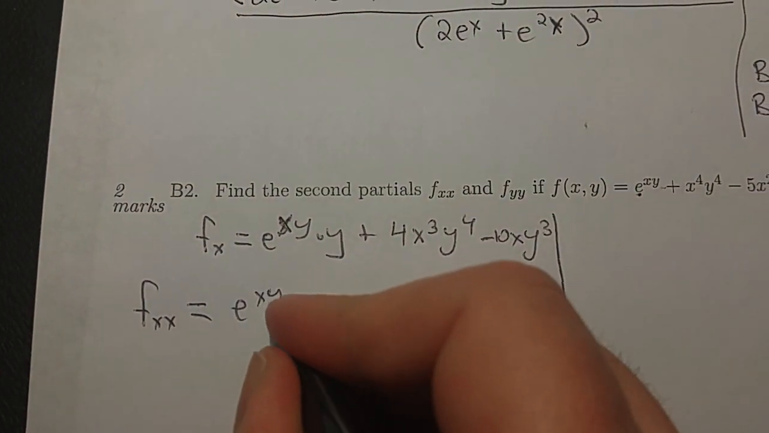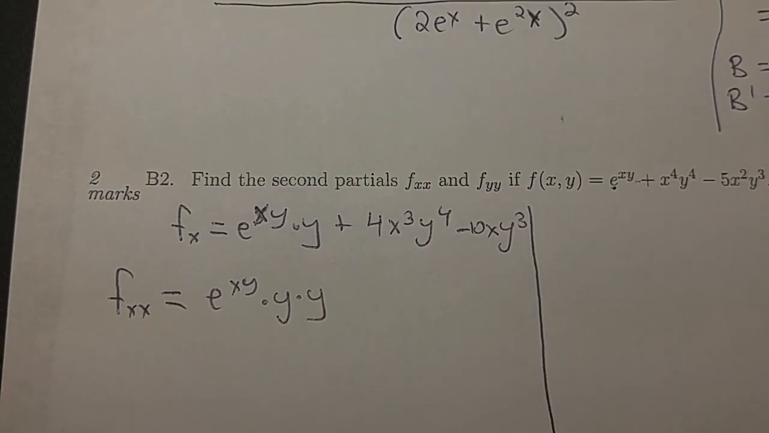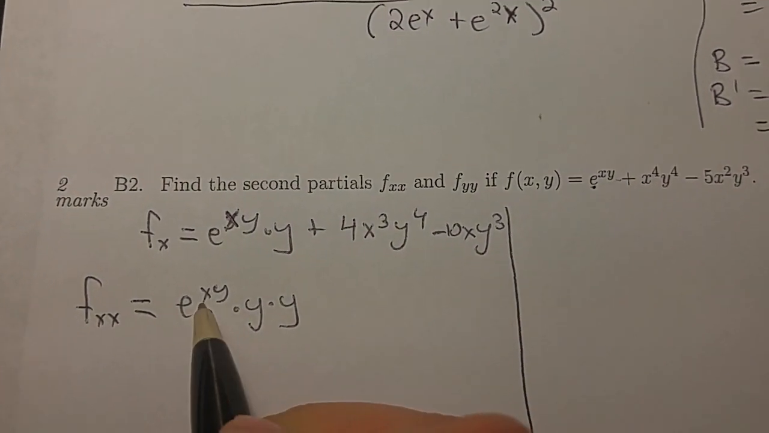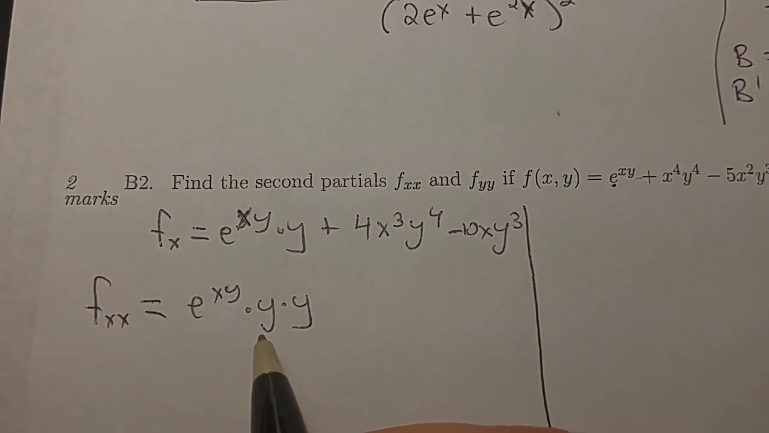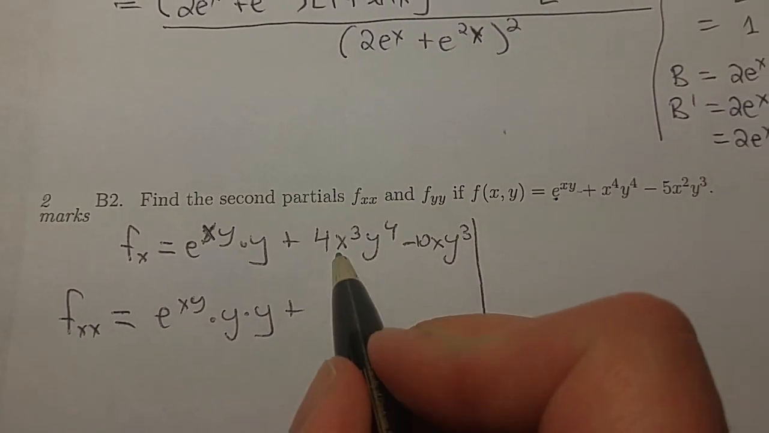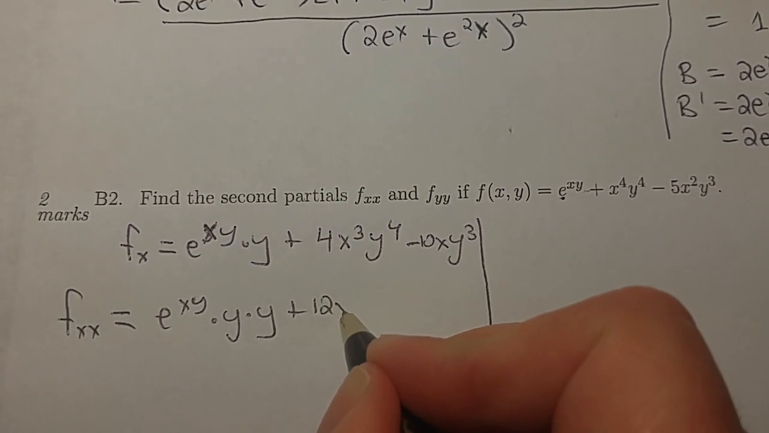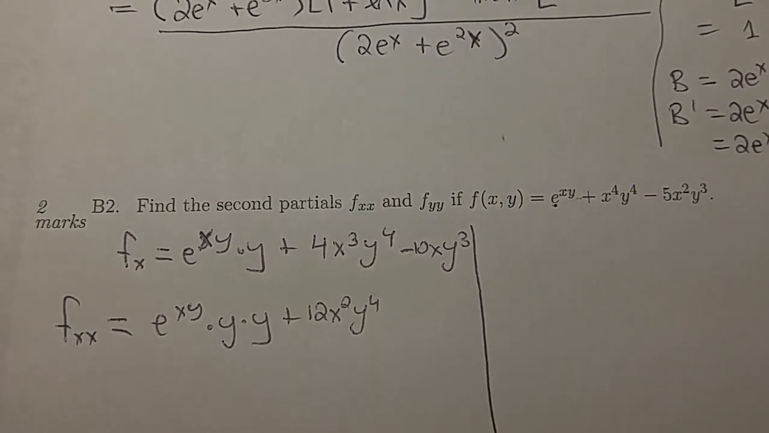e to the xy times y times another y. Took the derivative of e to the w times w prime. That's the w prime, another y. Plus, we're taking the derivative of x stuff times a constant. 3 will come down, multiplied by the 4. We'll have 12x to the 2, y to the 4.